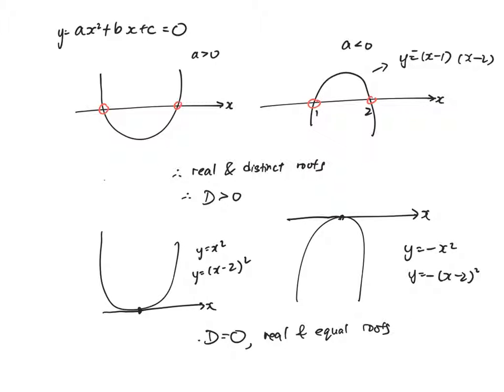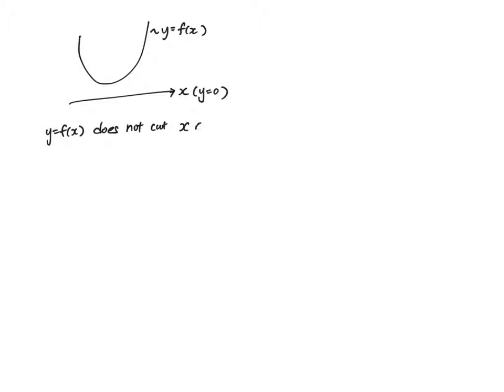What about the third kind? The third kind is when the discriminant is less than 0. This means that if the x-axis is y equals 0, and this one is your y equals f(x), you can see that y equals f(x) does not cut the x-axis.